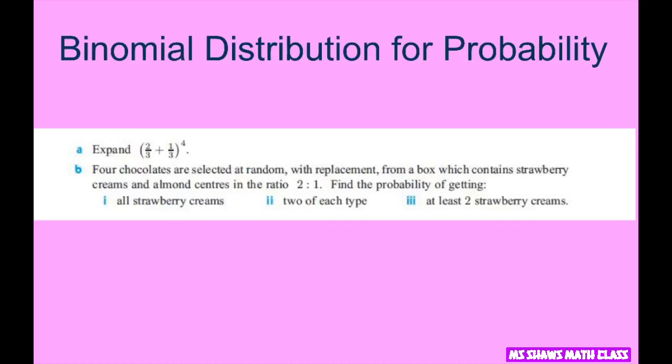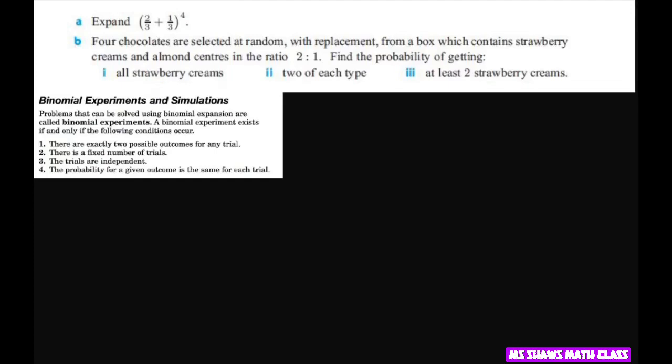So the first thing we're going to do is expand our first expansion here. So this is (a plus b) to the n power. So we have n, a fixed number of trials. Problems are called binomial experiments if and only if the following conditions occur. There are exactly two possible outcomes. There's a fixed number of trials. The trials are independent, and the probability for a given outcome is the same for each trial.